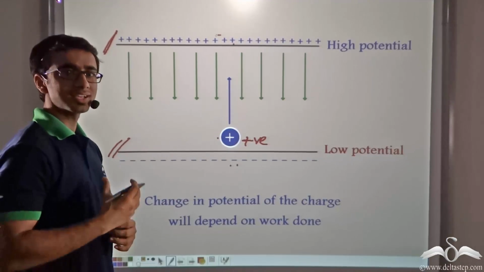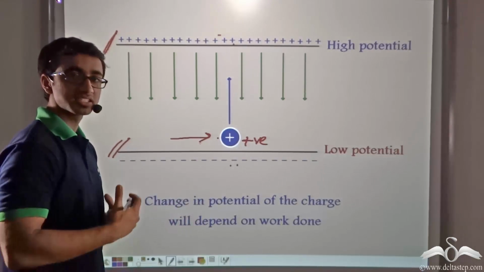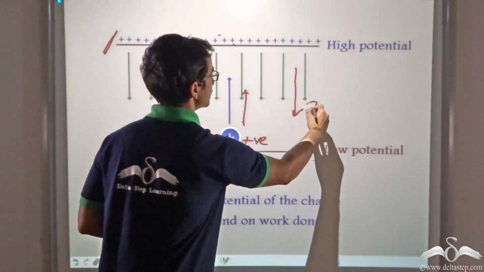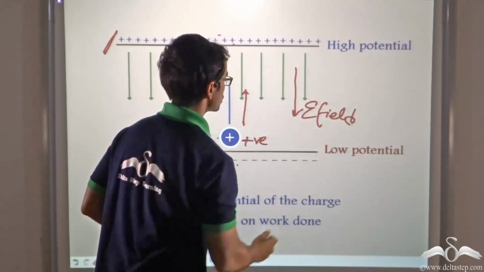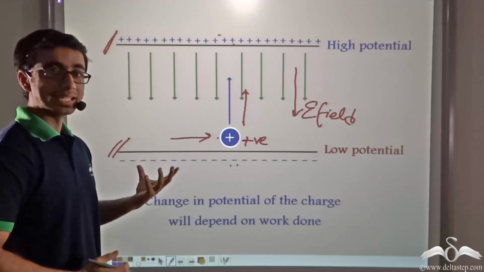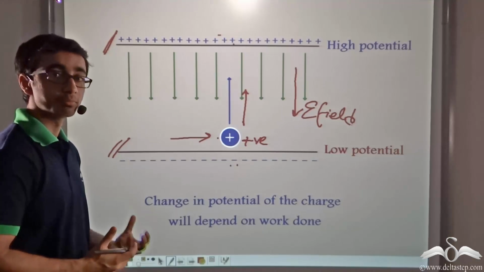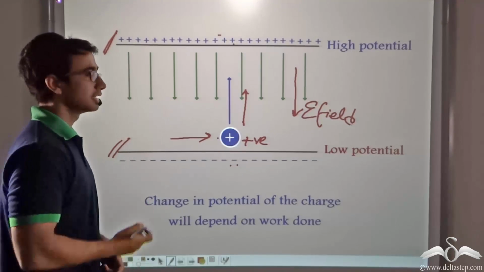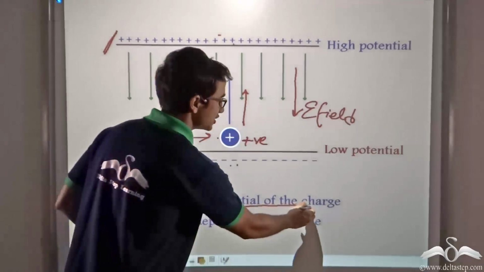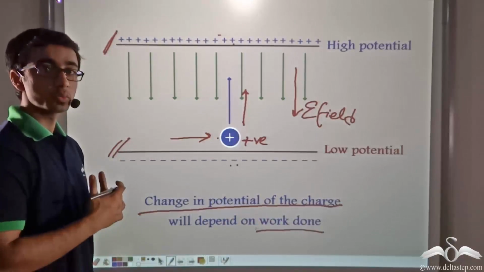So we have to do a certain amount of work on this charge in order to move it against a repulsive force, or in this case, against the electric field, which is in this direction. So we have to move the positive charge against the electric field. So in this case, there will be a change in potential of the charge, just like there was a change in potential of the ball when it was carried against gravity. In this case, it is being carried against the electric field. So there will be a change in potential of the charge due to the work that is being done, and it will depend on the work that is being done.